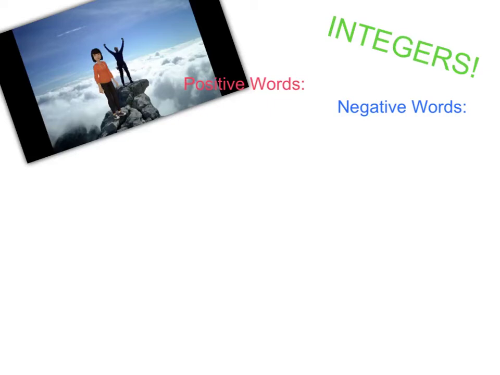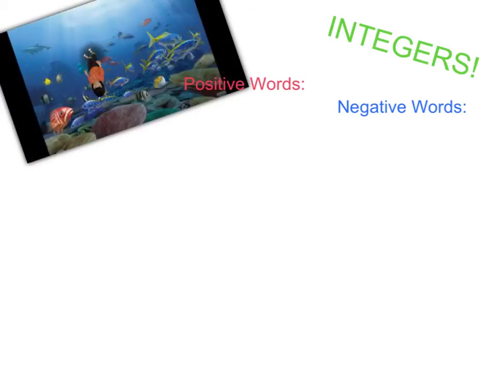Think about where you might see integers in the real world. Where would you see a positive number versus a negative number? Here's an example. I'm on top of a mountain. That's going to be a high elevation or a positive number. Or maybe I'm swimming with the fishes under the sea. This would put me below sea level, which would represent a negative integer.